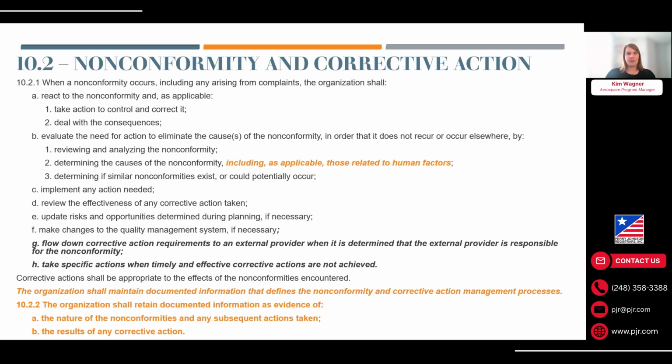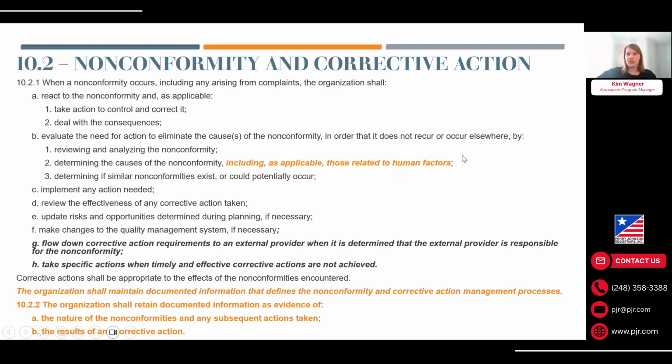So here's the requirement in the standard, right? It's again pretty lengthy. In 10.2.1, it talks about all these different things that the organization has to do when a nonconformity occurs. And then at the bottom here, it says the organization shall maintain documented information that defines the nonconformity and corrective action management processes. So all these requirements have to be addressed by your organization in your corrective action procedure. And then there's, of course, also the requirement for records, right? The organization has to retain documented information as evidence of the nature of the nonconformities and any subsequent action taken and the results of any corrective action.